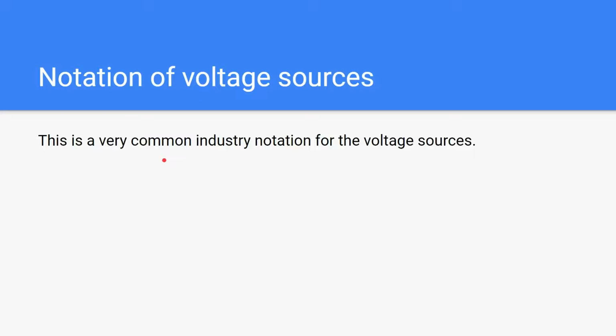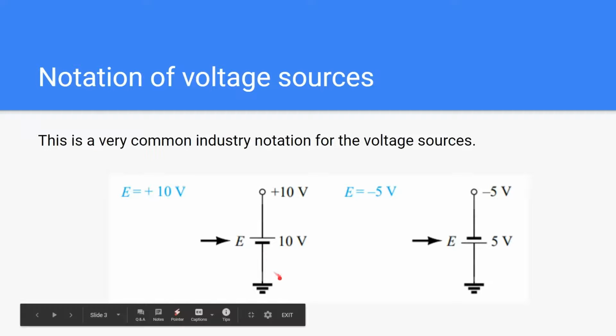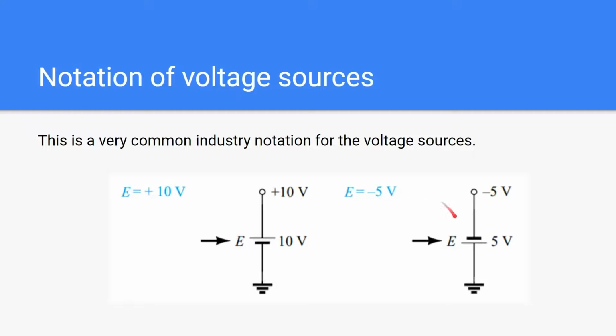Notation of voltage sources. This notation is common for voltage sources. Whenever you find 10 volt in the circuit, it can be replaced by a voltage source of 10 volt with the positive terminal being 10 volt and the negative terminal connected to ground, that means 0 volt. And whenever you find minus 5 volt, you can replace it by a voltage source with the negative terminal being minus 5 volt and the positive terminal connected to the ground, which is 0 volt. Okay, by keeping these in mind, we can start to solve the question.